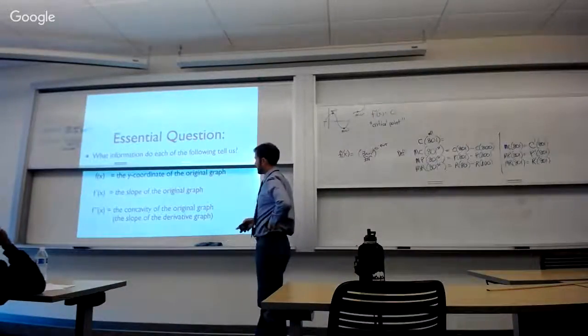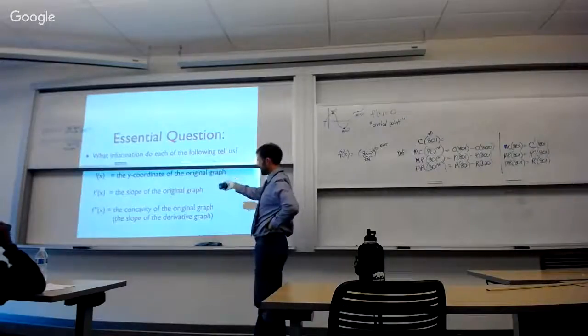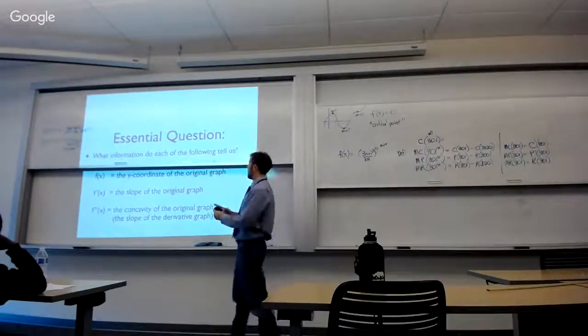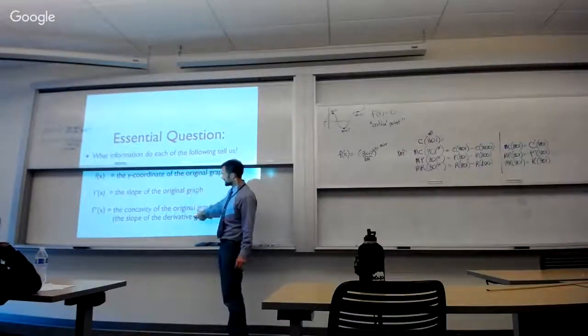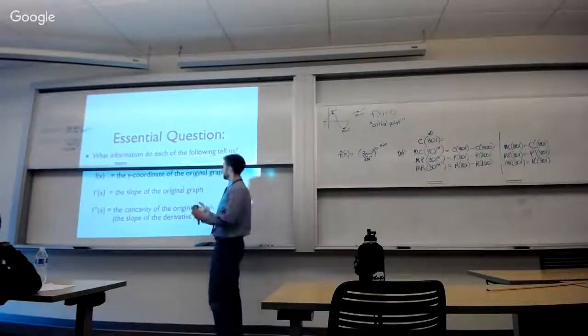Those are all the ideas: the y-coordinate of the original graph, the slope of the original graph, and the concavity of the original graph. Oh, good. See, I had that in my notes, that we're always talking about the original graph. What are the features of the original graph? We calculate these things to talk about the original graph.